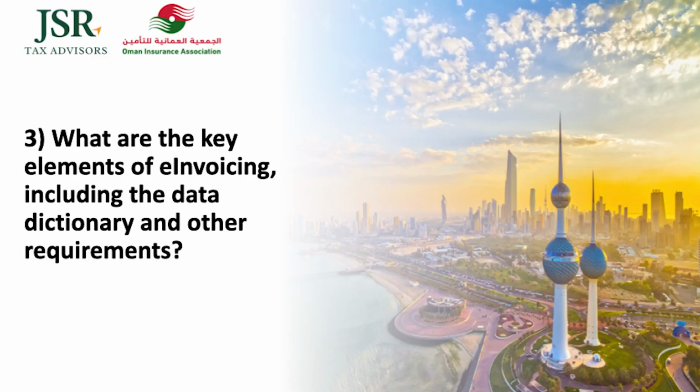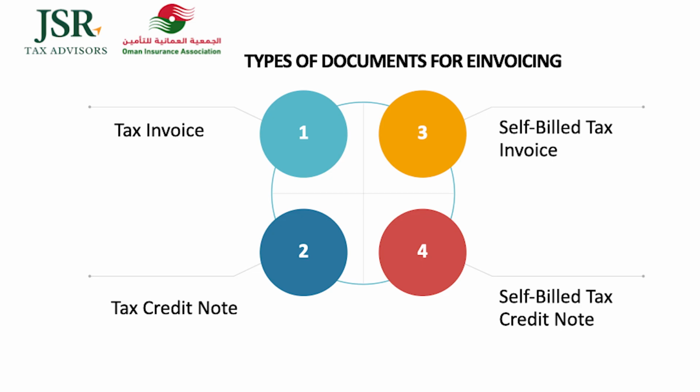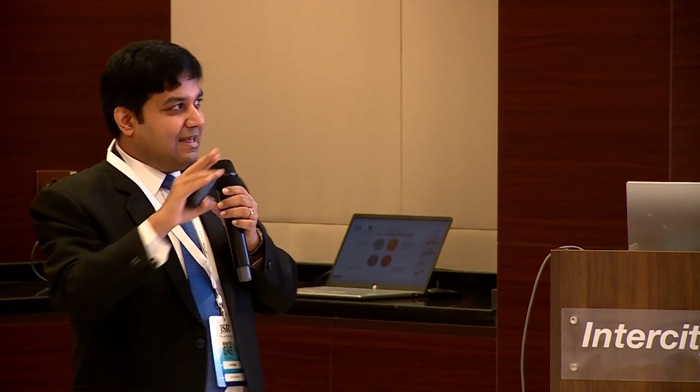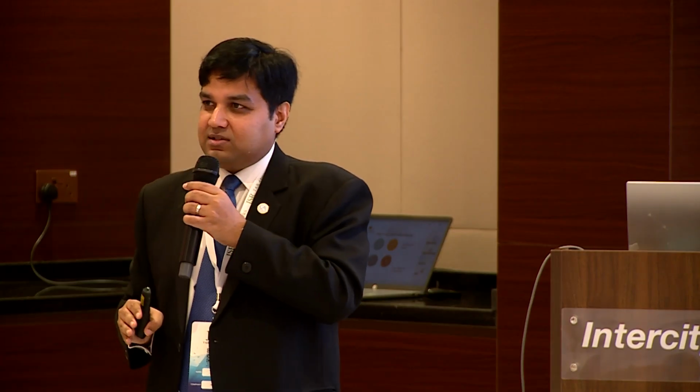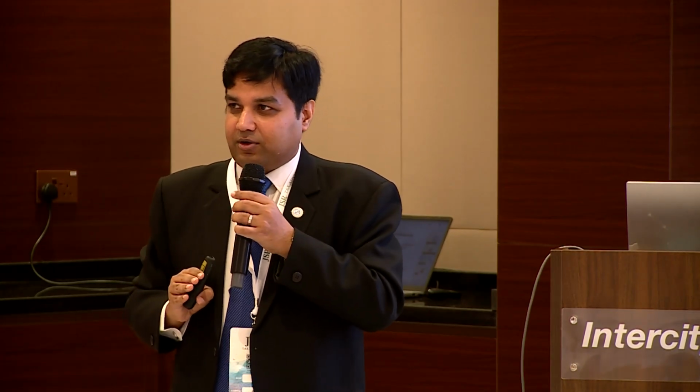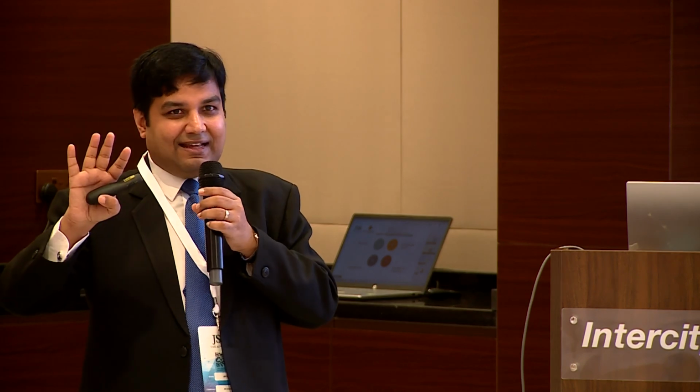So let us now, we covered models, we covered timelines. Now we will see which are the key elements of e-invoicing. So as a main category, there will be only 4 documents. Tax invoice, which is also called electronic invoice, and tax credit note, electronic credit note. Same too in case of self-billing: self-billed tax invoice and self-billed tax credit note. These will be the 4 main categories.